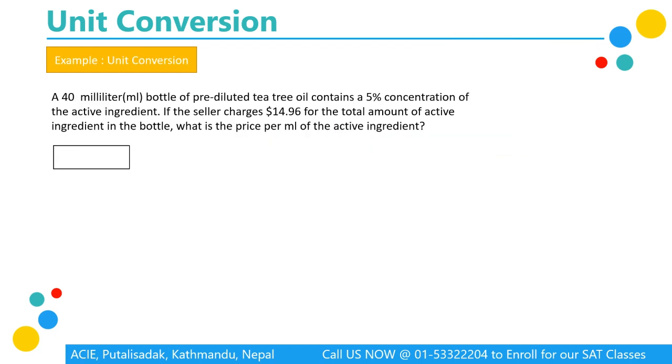अनि त्यसमा भनेको छ कि 5% concentration is active ingredient भनेर. So although the bottle is 40 ml, only 5% of the bottle itself is going to be the active ingredient मात्र, which means 5% भन्ने बित्तिकै 0.05 भयो into 40 ml is going to give us 2 ml. So only 2 ml is going to be हाम्रो actual concentration of the active ingredient itself नै.